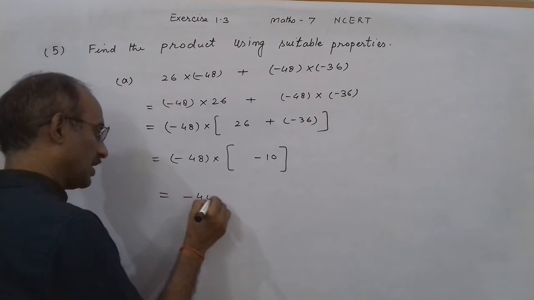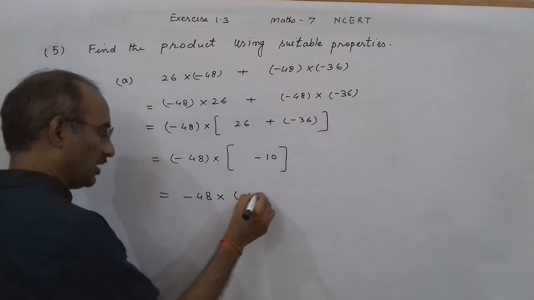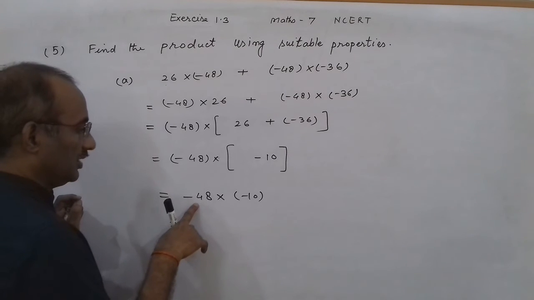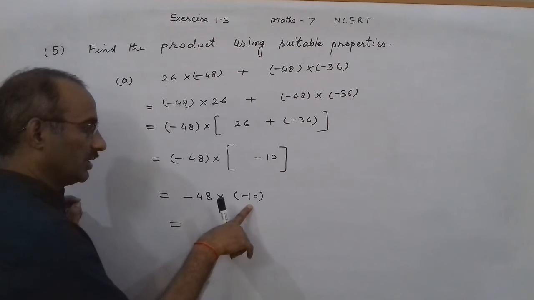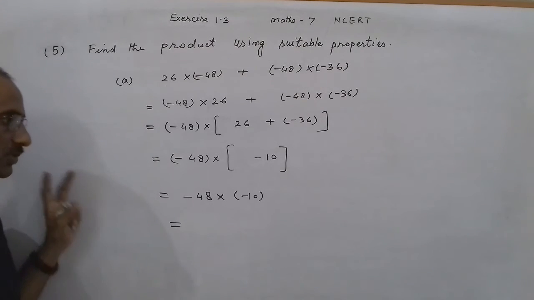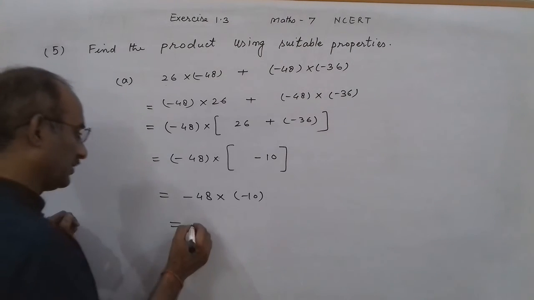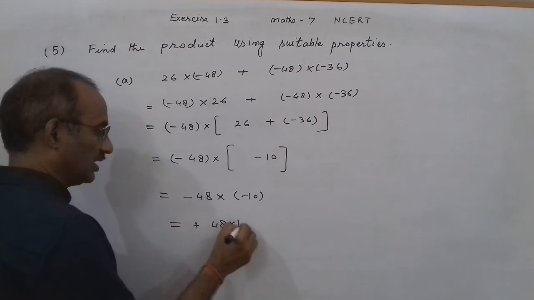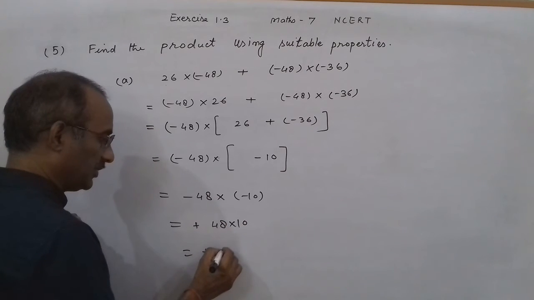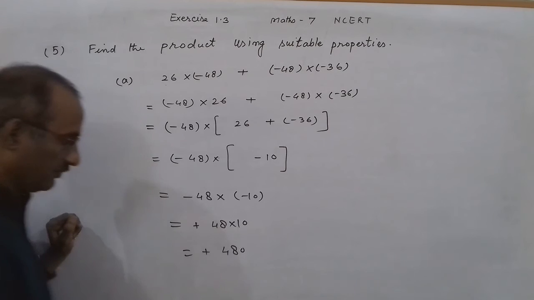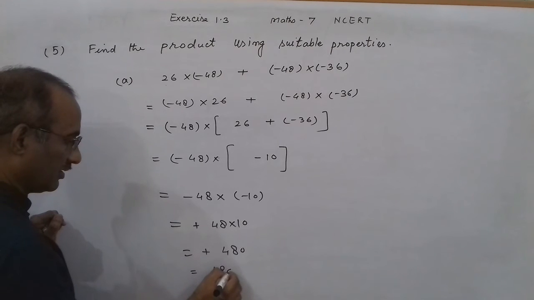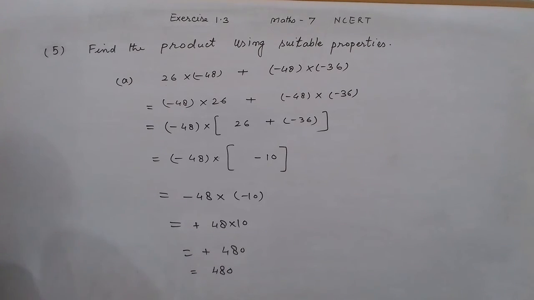Now multiply minus 48 with minus 10. This is a negative integer and this is also a negative integer. Product of two negative integers is always positive. So here we write plus 48 multiplied with 10 and finally we get our answer 480. You can also write it without plus sign. So it is 480. Now come to question B.